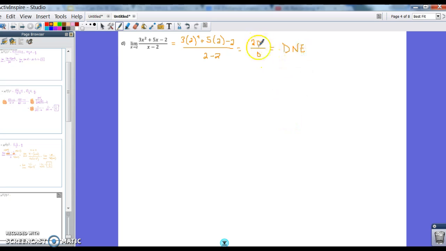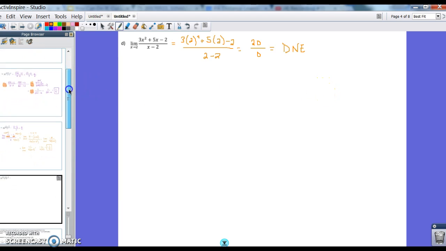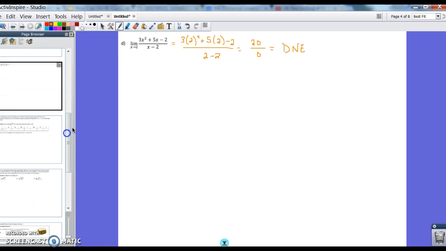Okay, it's not 0 over 0, it's a number over 0, and because you can't divide by 0, that does not exist. Okay, when we start talking about infinite limits, we'll get more into this and what's actually happening there. Okay, but for now, we'll just leave it as does not exist.